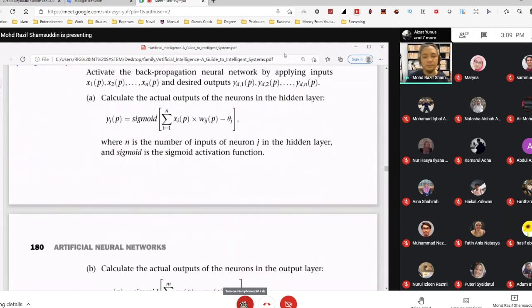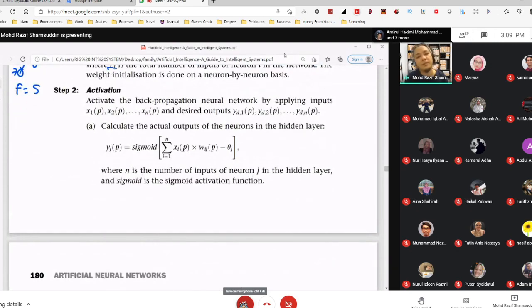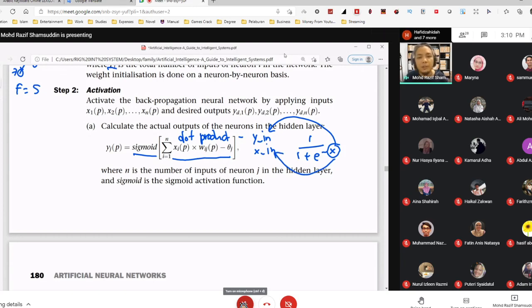Right, step number two is activation. Again, activation is the same thing. We do the summation of input times weight minus threshold. So this is the dot product. Some books use the notation y in, x in, depends. So it is applied to the sigmoidal activation function. So sigmoid looks like this: 1 divided by 1 plus exponent to the power of negative x. So x is actually this value. This is the one you calculate.